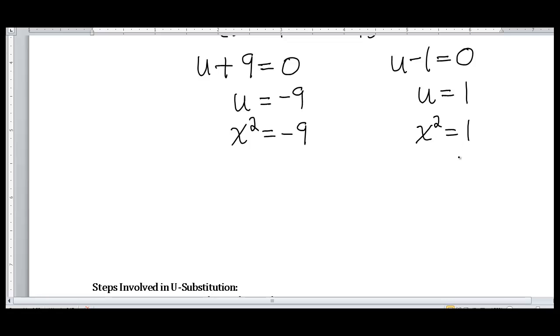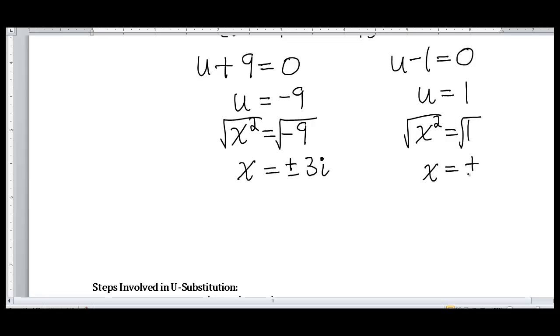And instead of u equaling 1, I'm going to have x squared equaling a positive 1. Okay? Now I can solve this equation for x by taking the square root of both sides. And so I'll get x equals, remember you have to put on plus or minus, and the square root of negative 9 is the same thing as 3i. Likewise, if I go to the second equation and take the square root of both sides, I'll get x equals, remember to put on your plus or minus, and the square root of 1 is 1.